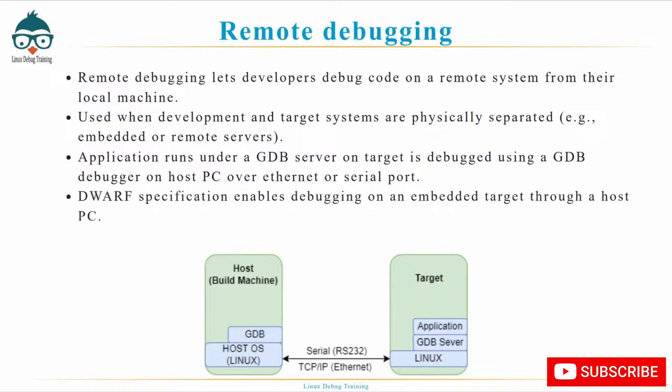The DWARF specification enables debugging on an embedded target through a host PC. On the target system, GDB server uses ptrace to control the actual application execution.